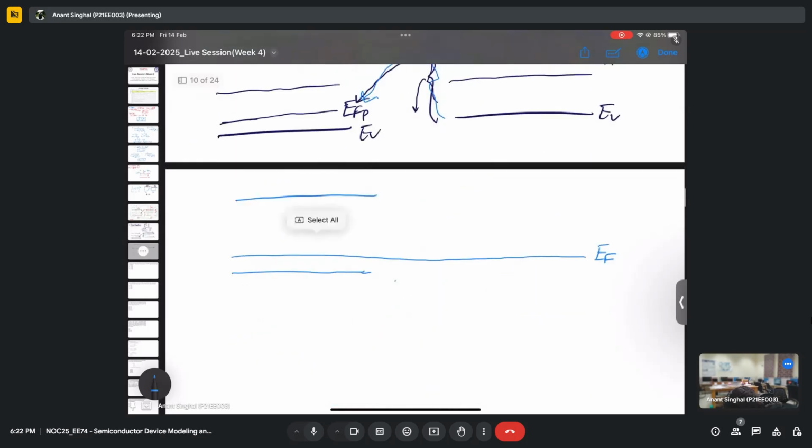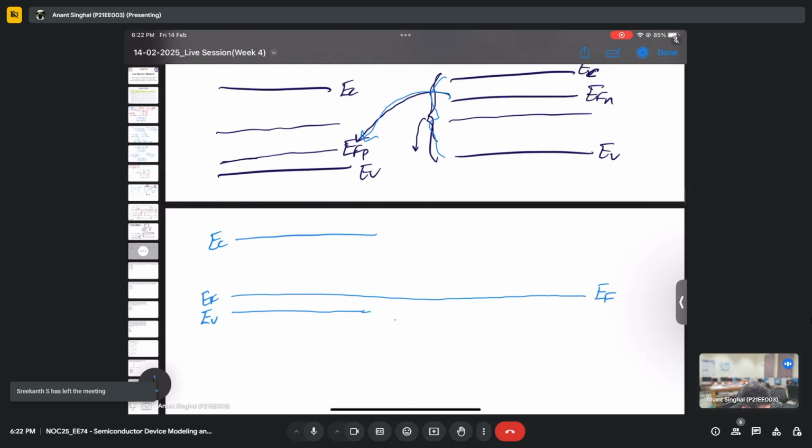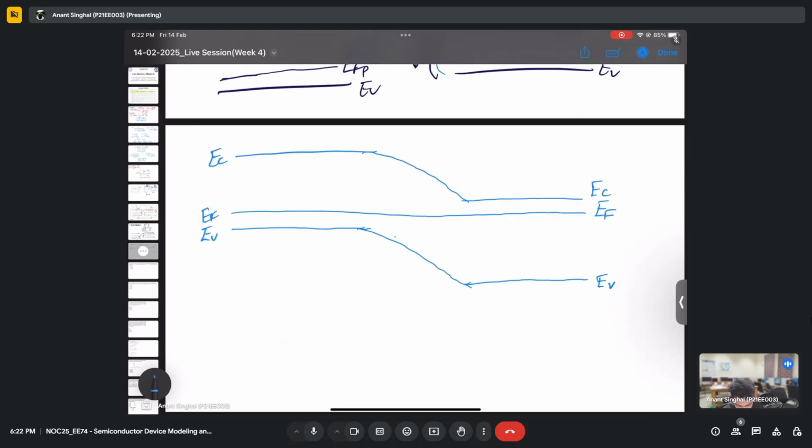So this is EC, this is EV, this is EF. Since the Fermi level is aligned, what will happen? This conduction band will also shift accordingly, since this is a different material, right? So for that there will be some band bending. So this is EF as I have already written. Similarly this Ei line will also be there, which is EG by 2. And what is happening is there is a gradient coming at the junction.